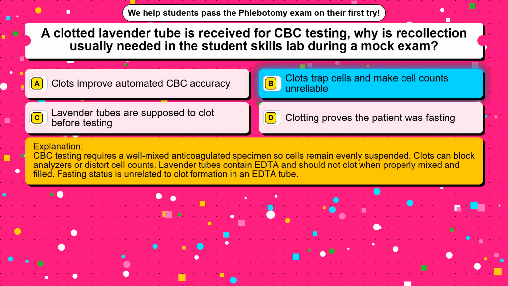CBC testing requires a well-mixed anticoagulated specimen so cells remain evenly suspended. Clots can block analyzers or distort cell counts. Lavender tubes contain EDTA and should not clot when properly mixed and filled. Fasting status is unrelated to clot formation in an EDTA tube.